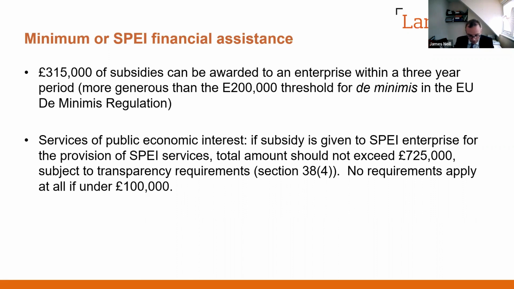So those are the key provisions relating to the minimum financial assistance and SPEI assistance, and they're contained in sections 36 to 38 of the Act. And just to be clear, section 38 states the subsidy control requirements do not apply at all to SPEI assistance given to an SPEI enterprise if the assistance does not exceed £725,000. So you don't even have to go through the application of those principles to that kind of subsidy.